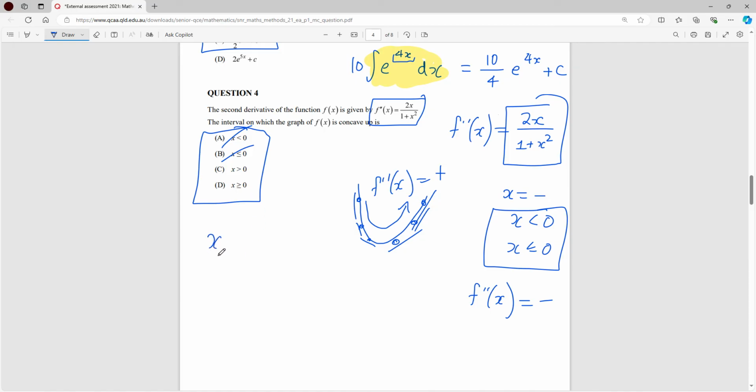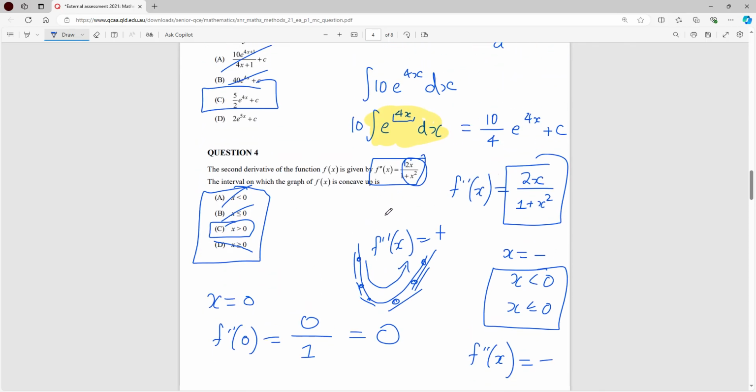If I include 0, so if I put x equals 0 into here, f double dash of 0 would be 0 over 1, which is just 0. Now this does not mean it's concaving up. This just means that's the point of inflection. So here we're not going to include 0. So that can't be the correct answer either. So the correct answer would be C. When x is a positive value, this entire term will be positive, indicating that it's concave up. Alright, and that's about it for this question.